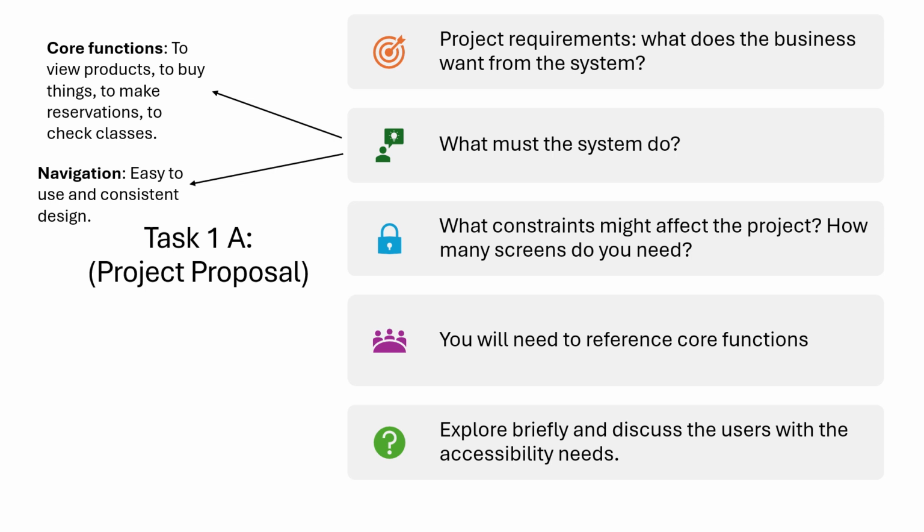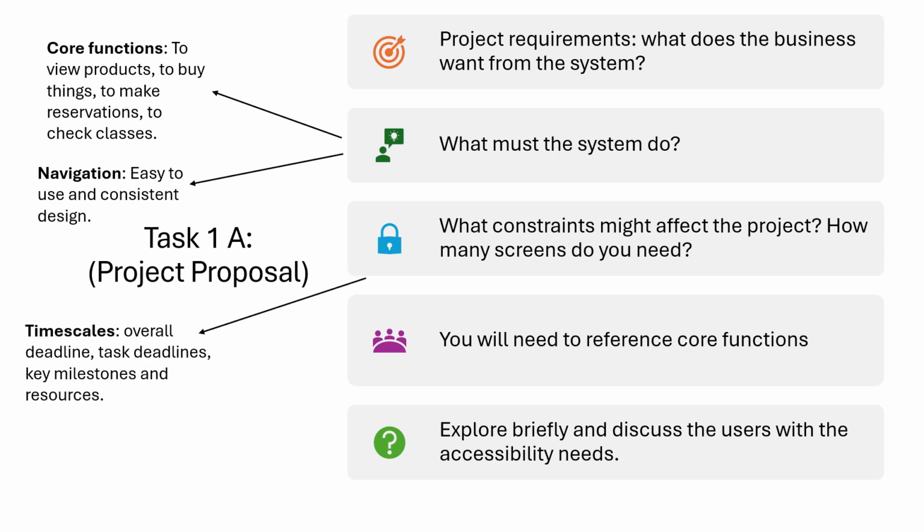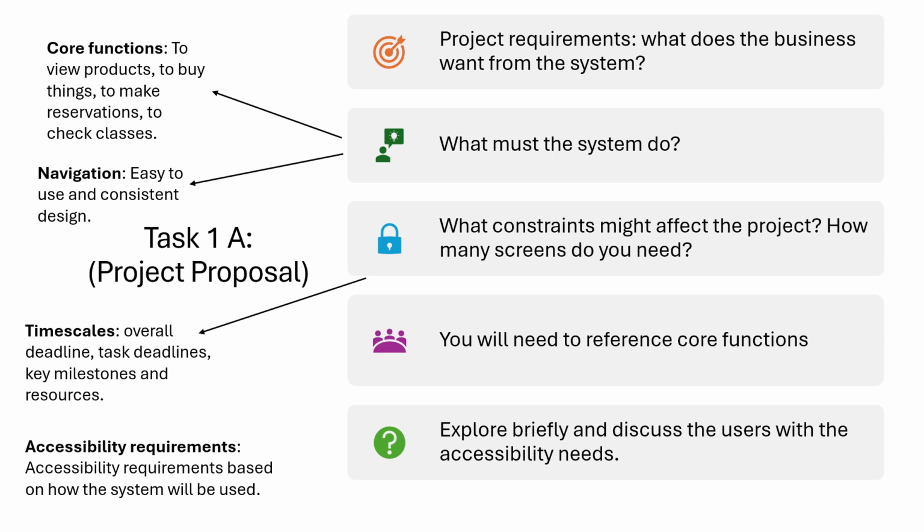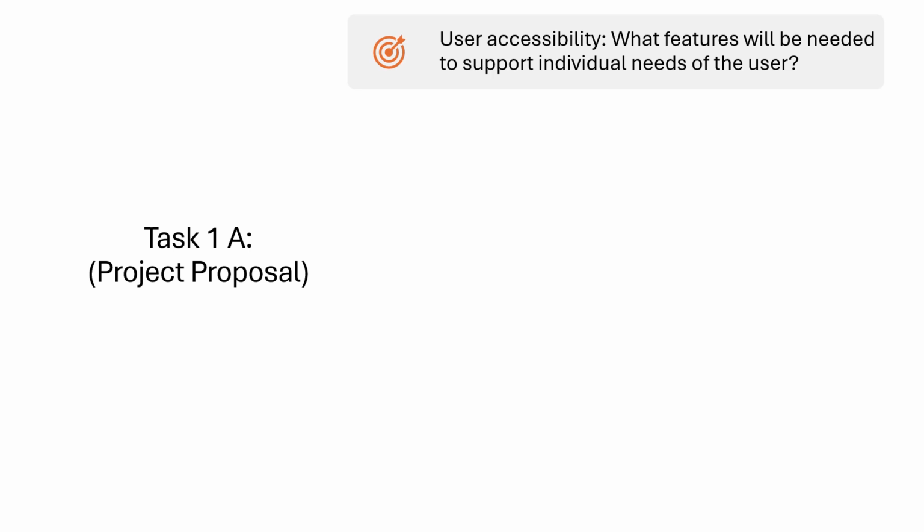Navigation, does it need to be easy to use? Does it need to be consistent? If that is the case, why does it need to be consistent? Your time scale, you're looking at your overall deadline. So how long do you have to complete this particular project? Are there any specific deadlines? What are the key milestones, resources you're going to need? And then for your accessibility, this will be based on how the system will be used. So the different users you're going to have and how you will cater for them.